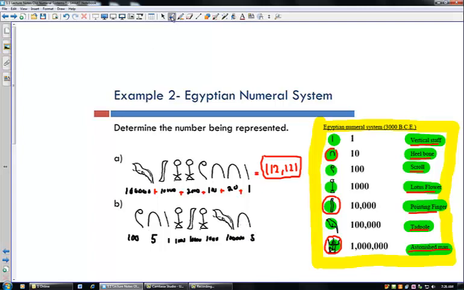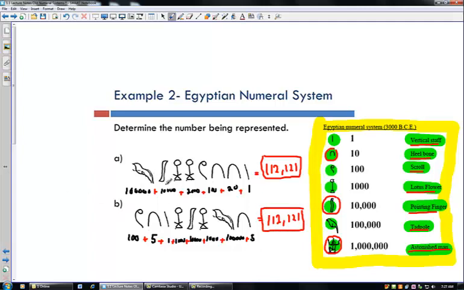To figure out the numeral, hopefully you're seeing a pattern here, you simply add these all up. And when you add these all up, hopefully you notice it's going to be exactly the same as the above, because these symbols are exactly the same as these symbols. They're just mixed up. So you should get back 112,121 things when you add them all up.